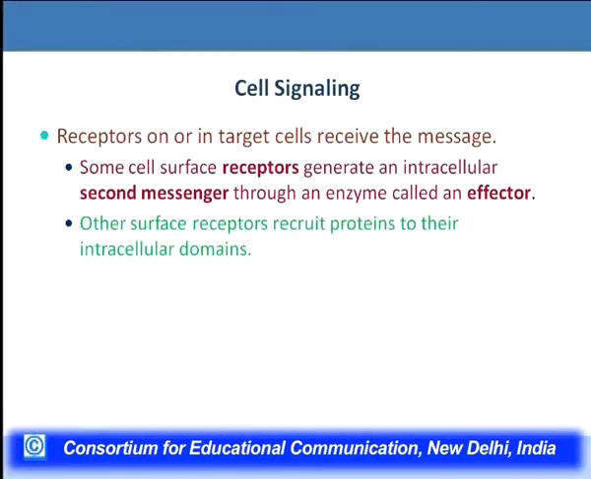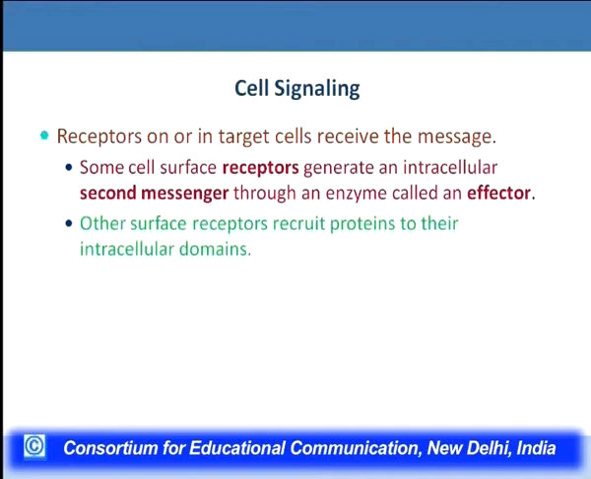So for signaling to occur, there has to be a messenger molecule, there has to be a receptor molecule, and this receptor molecule will be binding the messenger molecule, which is also termed as ligand. The receptor molecule might be present on the surface of the cell, that is cell surface receptor, or it might be within the cytoplasm.